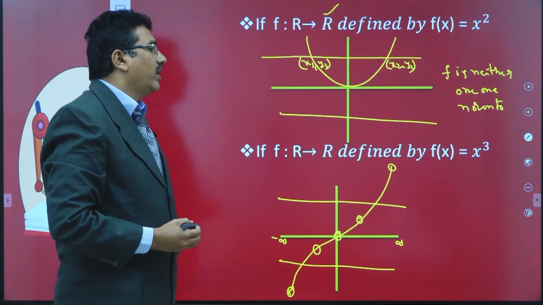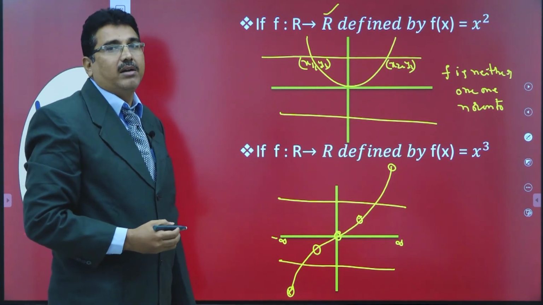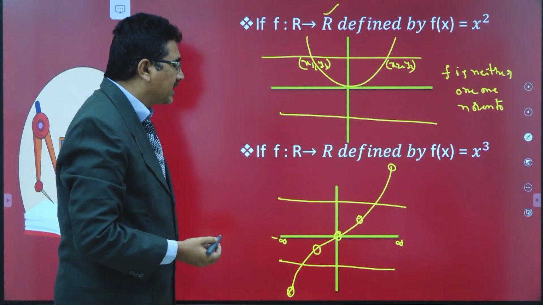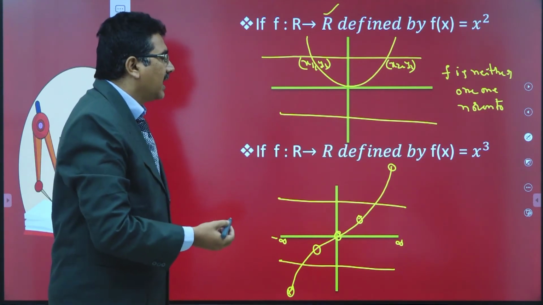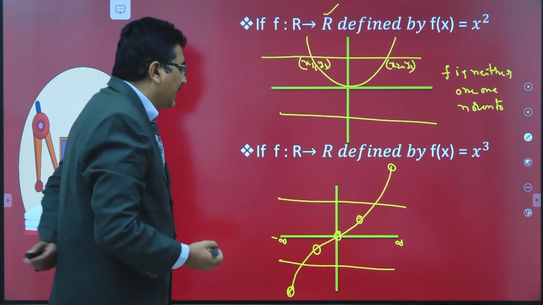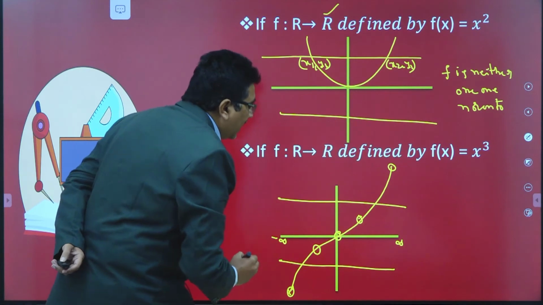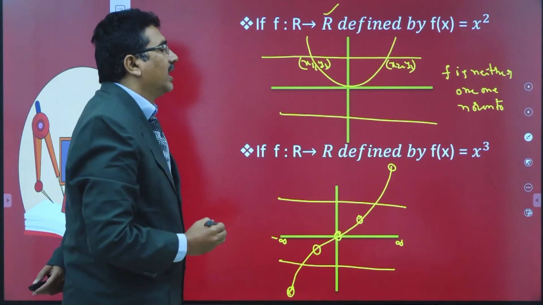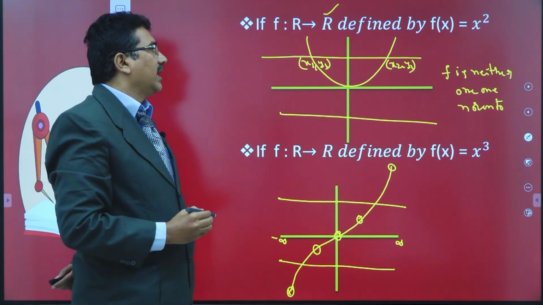Moreover, f of x equal to x cube is an odd function. The graph of this function is symmetric about the origin. So this is an odd function. Also, if x increases from minus infinity to infinity, then f of x also increases. Therefore, f of x equal to x cube is an increasing function.